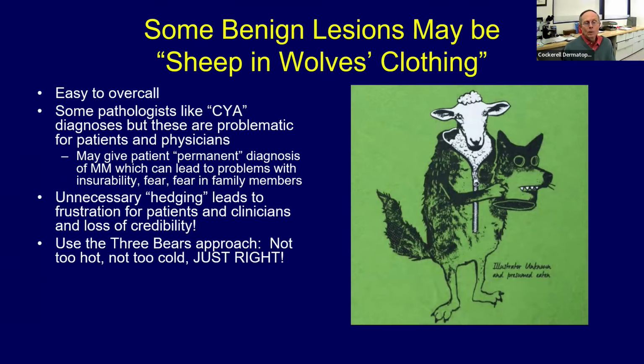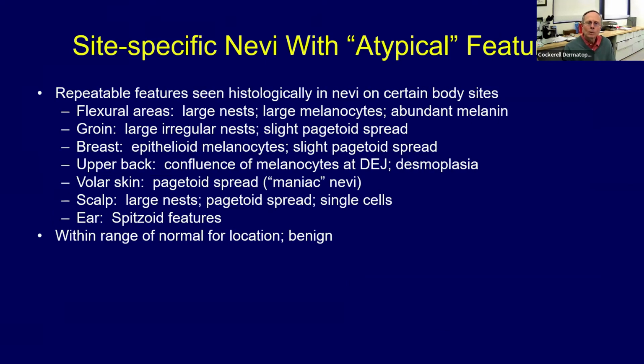And so we don't want to unnecessarily hedge either. You kind of have to be like the three bears: not too hot, not too cold, just right. You don't want to have somebody always calling everything atypical and needing to be removed, or calling every Spitz nevus a spitzoid melanoma, or an atypical Spitz tumor when it's a benign lesion in a child. So there's a right way to do this, and it isn't just formulaic, covering your rear end, so to speak. And so you have to know what these situations are.